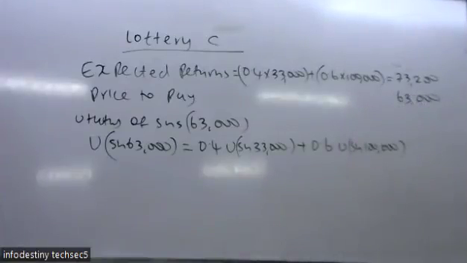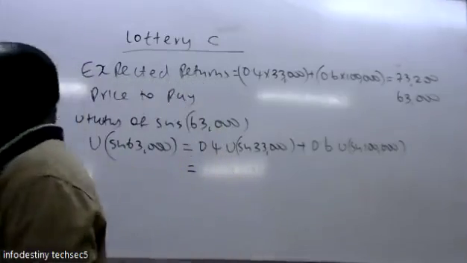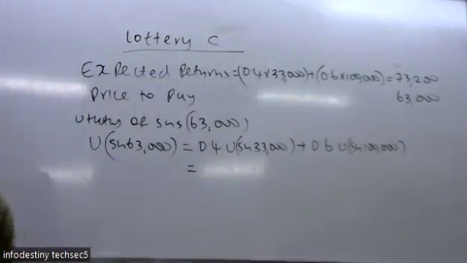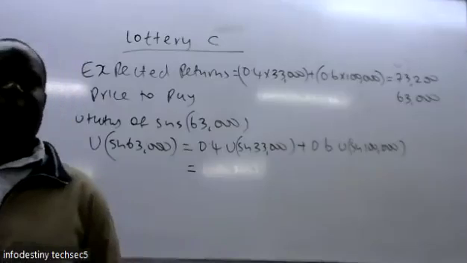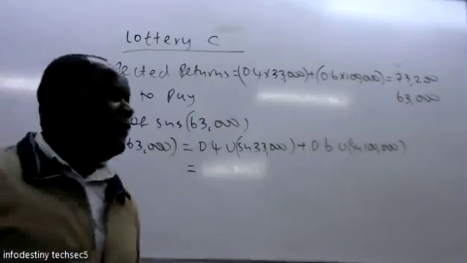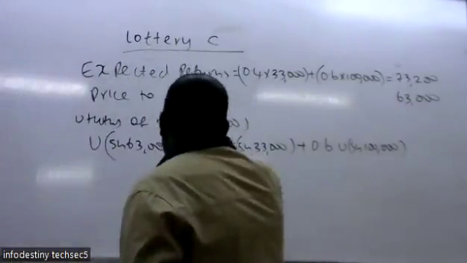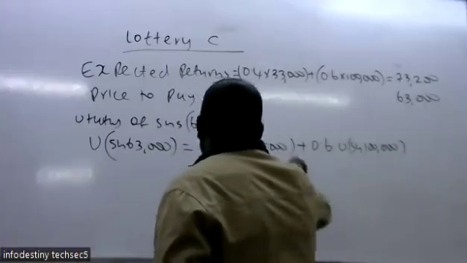So this time we go back to lottery A and lottery B. You remember there is a place where it was 33,000. When it was 33,000, in lottery A, it was 0.5. So this one will be 0.4 multiplied by 0.5.